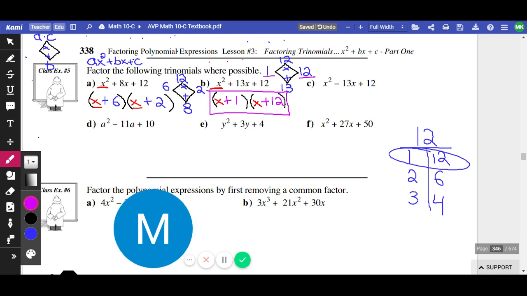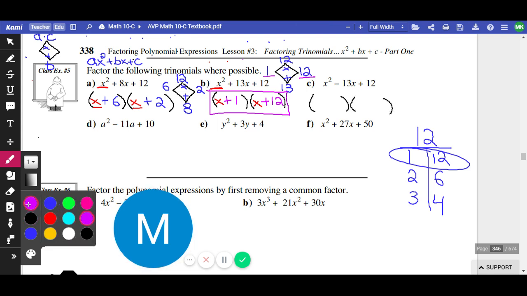We're going to try another one, and then you're going to try 3 on your own. So, this guy: x squared minus 13x plus 12. We're looking for two binomials when we factor it. The first terms come from right here. It'll be x and x, because those two things would create x squared, the first term.